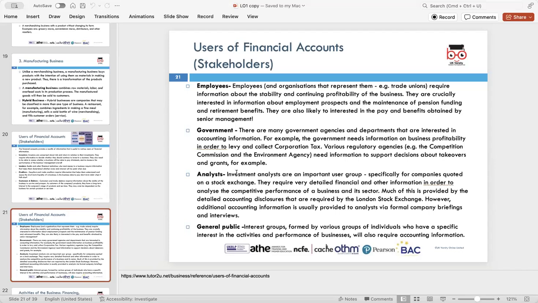Analysts who specialize in investments are an important user group, particularly for companies that are listed on a stock exchange, in order to conduct an analysis of the competitive performance of a company and the industry in which it operates. That requires extremely extensive financial and other sorts of information. A significant portion of this information is made available via the comprehensive accounting disclosures that are mandated by the London Stock Exchange.